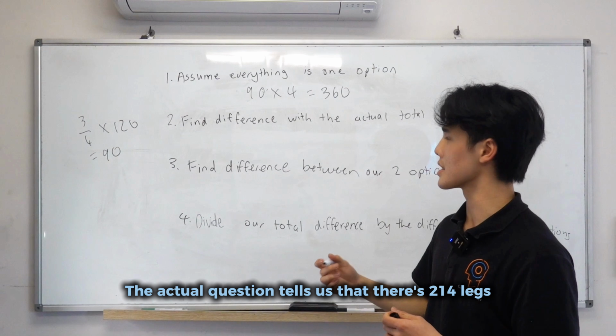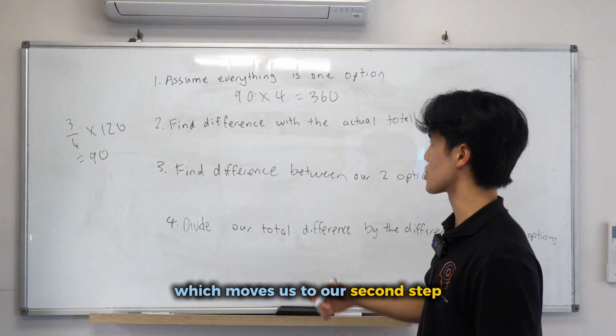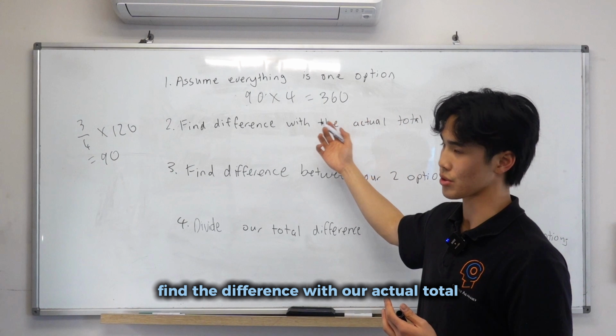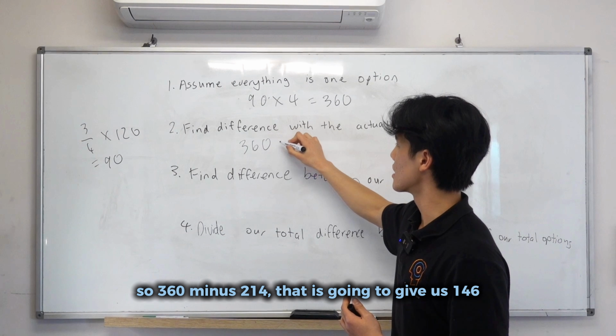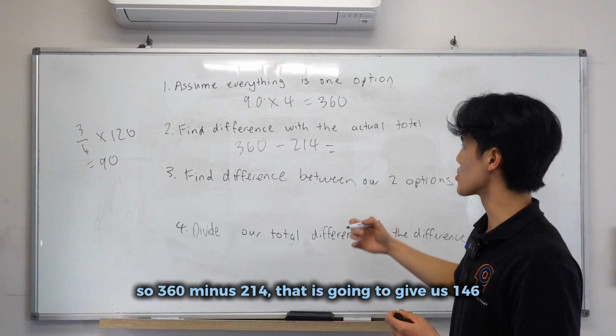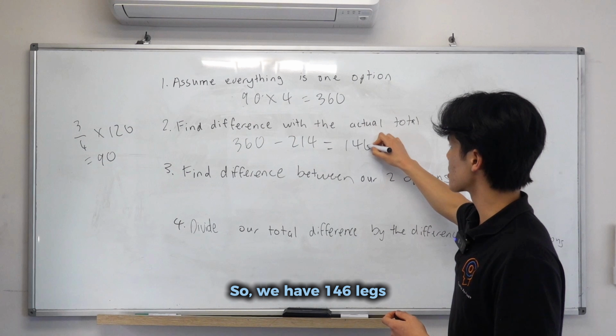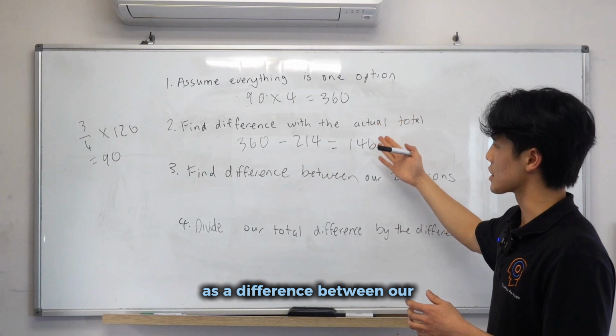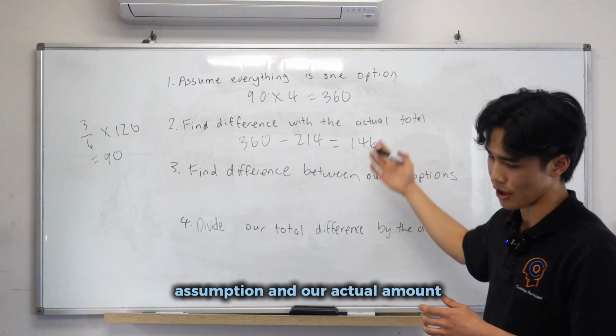The actual question tells us that there's 214 legs, which moves us to our second step, which is going to be find the difference with our actual total. So 360 minus 214, that is going to give us 146. So we have 146 legs as a difference between our assumption and our actual amount.